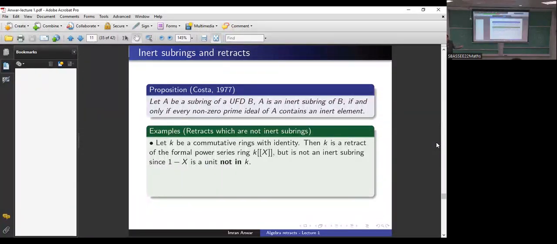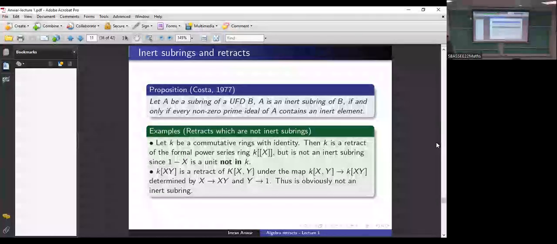So again we are coming back to the retraction problem. There are particular examples where the subring is not inert, but still the retraction exists. Similarly, this is the second example where K[X] is a retract of K[X,Y] under the given map. And this is obviously not an inert subring of it. K[X] is not an inert subring of K[X,Y].